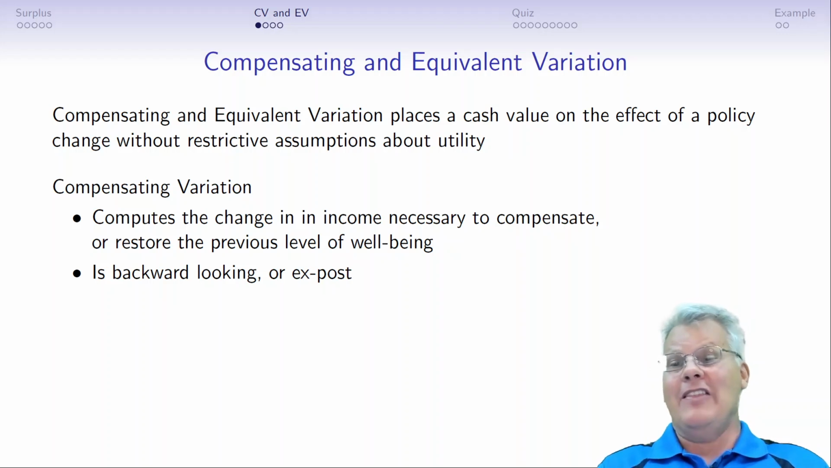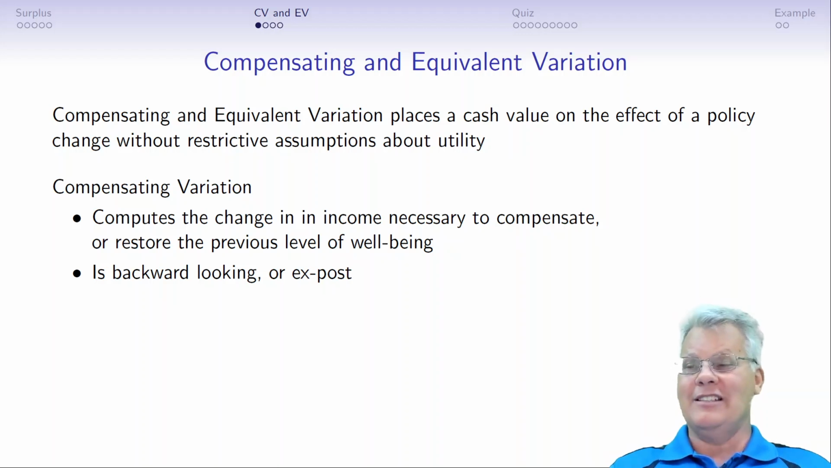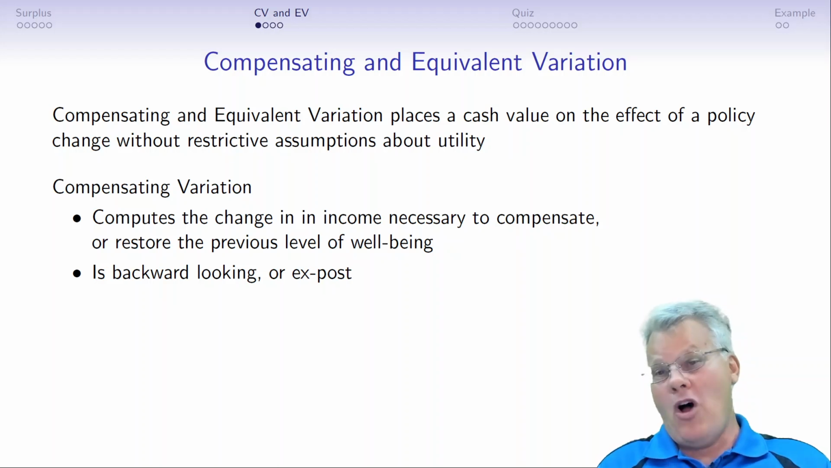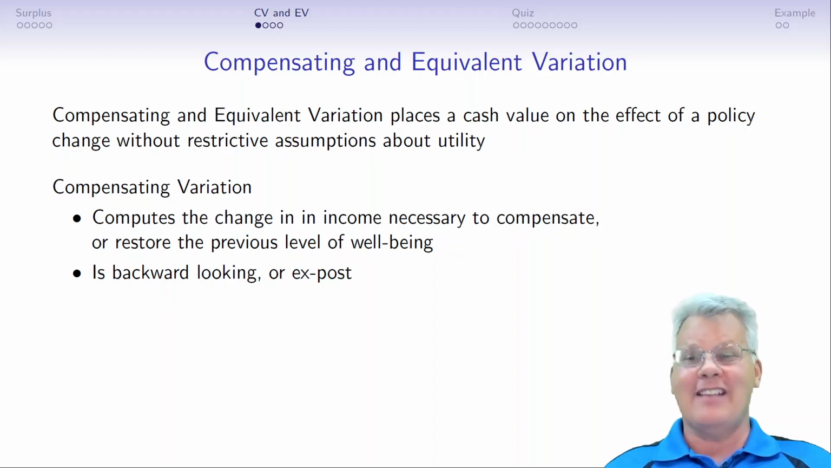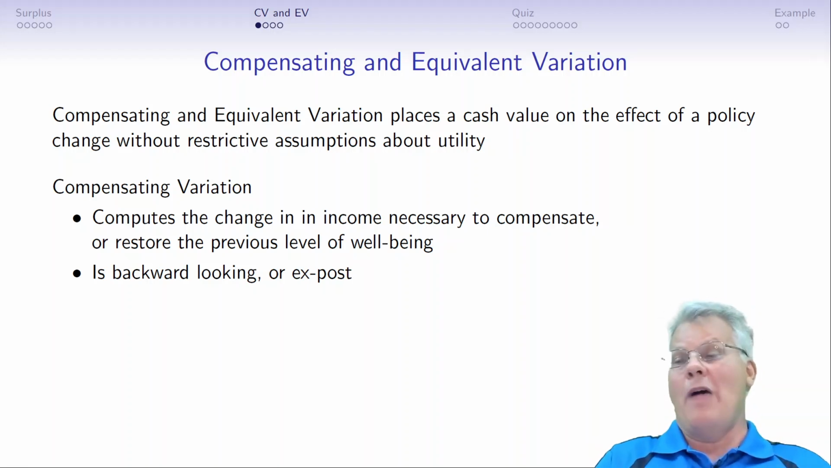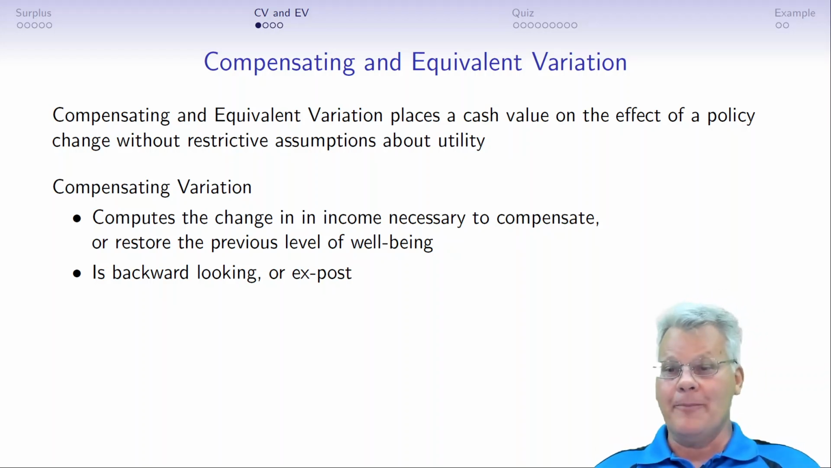So it is a backward-looking, or ex post, concept, meaning that the accident has happened, right? So the truck hit me. And the question is, how do I restore the previous level of well-being? Or in a policy sense, the government has increased my gasoline taxes. It's already happened. How much cash do I need to restore my previous level of well-being?